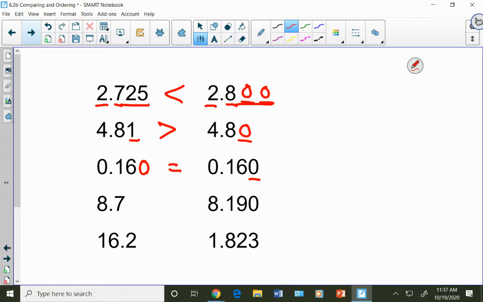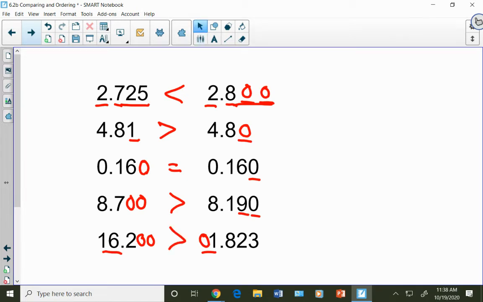Okay. Same thing for here. Fill in the missing zeros. Now they're the same size. 700 thousandths is bigger than 190 thousandths. And then the last one, we'll fill in 0 here, 2 zeros here. Now they're the same size. 16 is bigger than 1. Okay, so that's how we compare decimals. We make them the same size, guys. We just fill in the missing numbers with zeros and make them the same length. And then it's very easy to tell which one is bigger and which one is smaller.